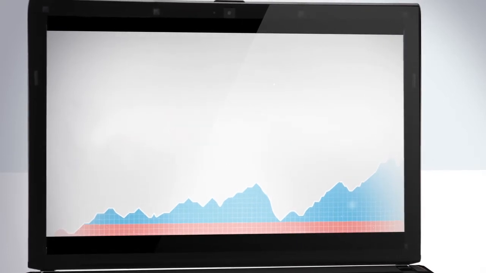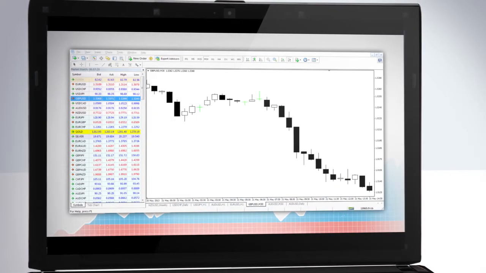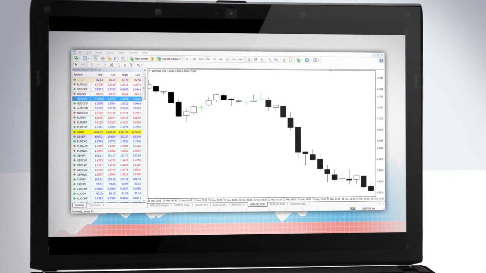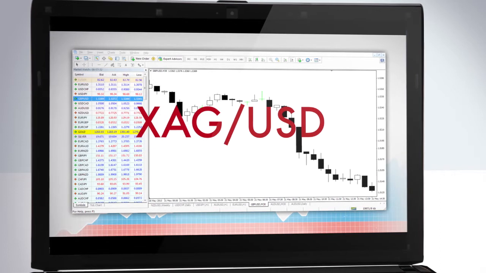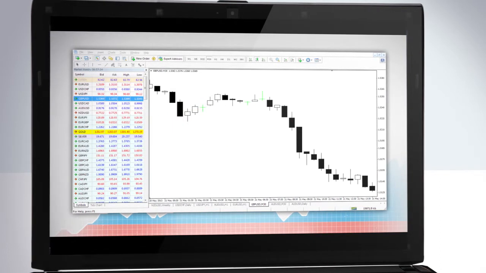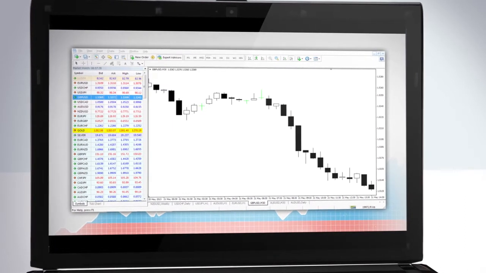On the MetaTrader trading platform, metals are shown the same way as currency pairs, XAU/US dollar and XAG/US dollar. The quoted price shown in the navigator menu stands for the price of 1 ounce of the metal in US dollars.